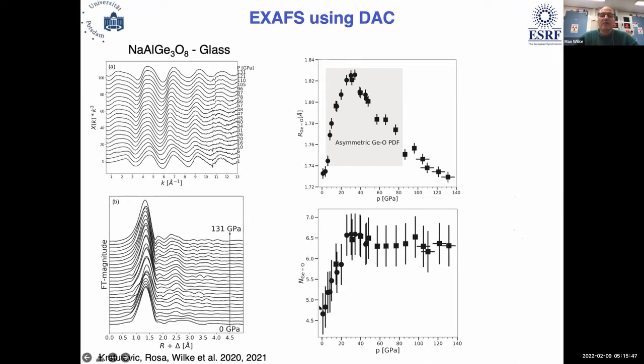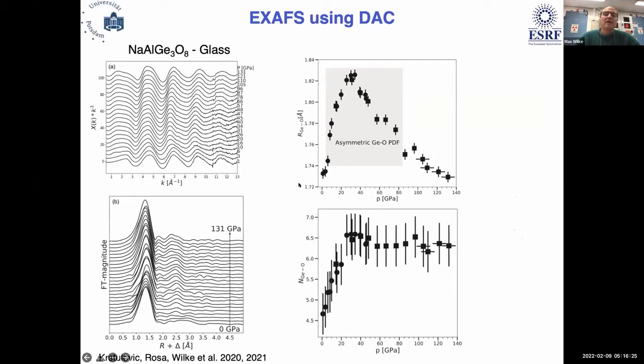And if you look at the number of neighbors, it goes from slightly above 4 to slightly above 6. And usually, as you see from the error bars, the number of neighbors determined by EXAFS is not very precise due to some inherent problems with the amplitude function. But the distance is normally very precise and shows the change in the structure much better than the fitted number of neighbors.